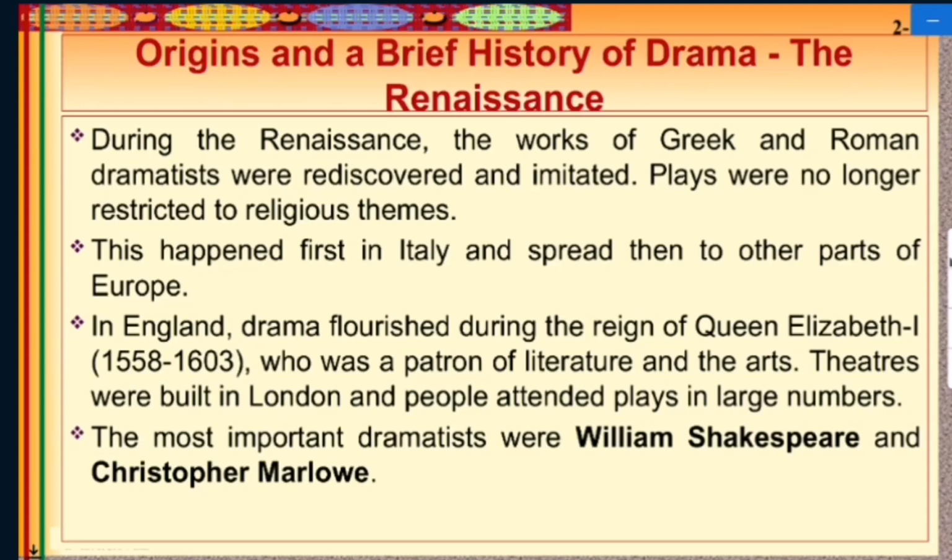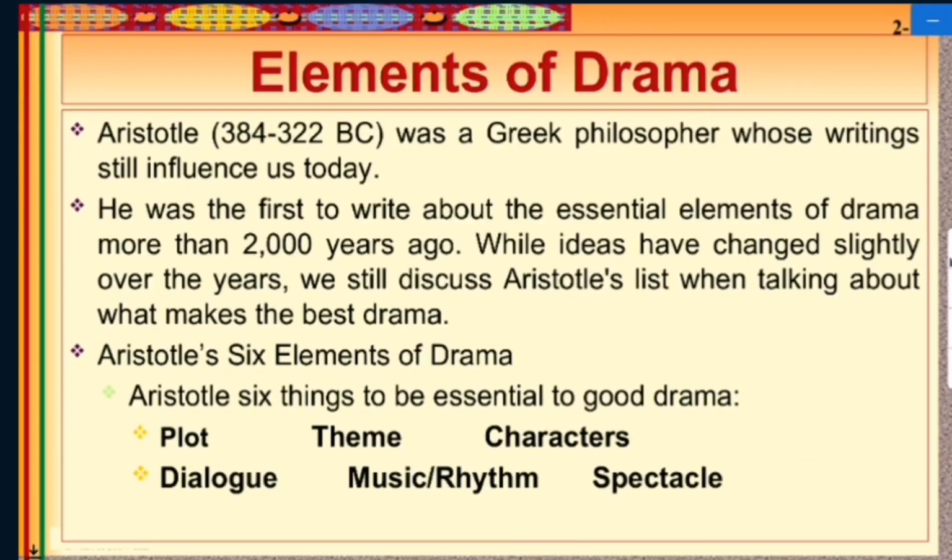In England, drama flourished during the reign of Queen Elizabeth I, in the 16th and 17th century, who was a patron of literature and the arts. So theatres were built in London and people attended plays in large numbers. The most important dramatists were William Shakespeare and Christopher Marlowe. These two were the most famous drama writers in England. William Shakespeare, you all know his name, and the other is Christopher Marlowe.